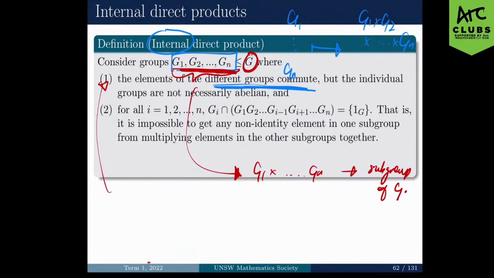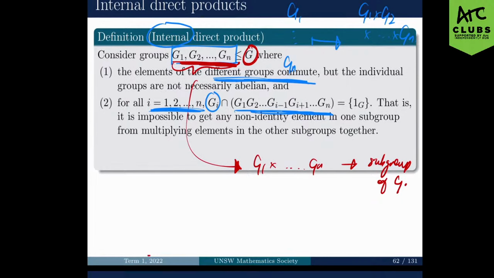So what do I mean by that? We've got, for all i, so basically for all the groups, the intersection between that group and the product of all the other groups needs to be equal to the identity. What that means is that you shouldn't be able to take elements from the other groups, multiply them, in order to get an element in this group. So they're kind of disjoint in a way. And the explanation written here is that it's impossible to get any non-identity element in one subgroup from taking elements in the other subgroups and multiplying them together.